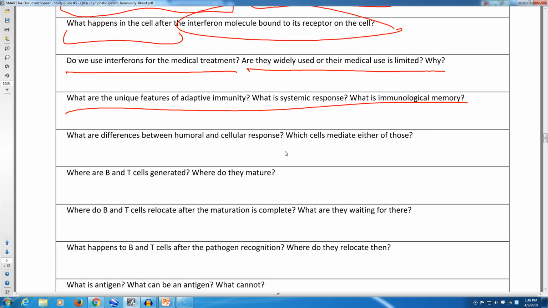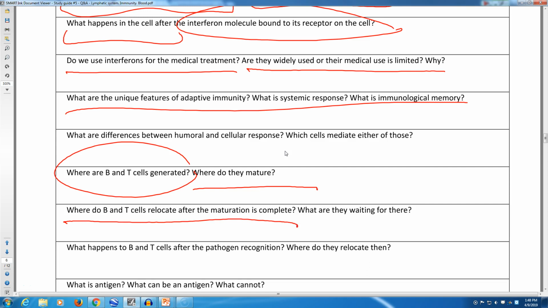Humoral and cellular response. Know the difference? Humoral is mediated by antibodies. Cellular response is mediated by T cells. Know where they originate. Know where they mature. Know where they go. Know what happens with them there. So basically, if I ask you, where do B cells encounter pathogen? Tell me, in the lymphatic tissue, because that's where they are. Does that make sense? Or where do T cells mature? In the thymus. Am I clear?